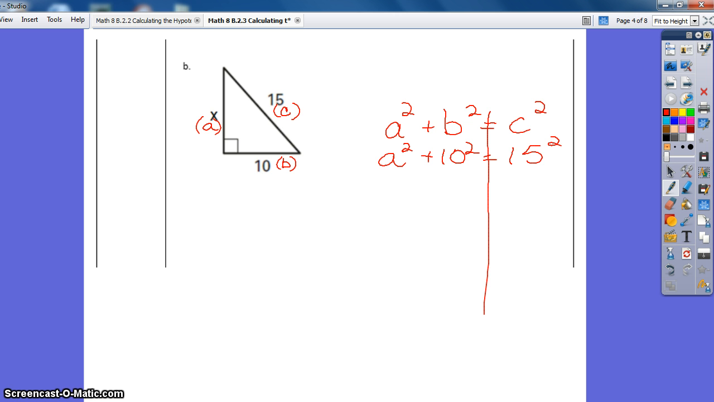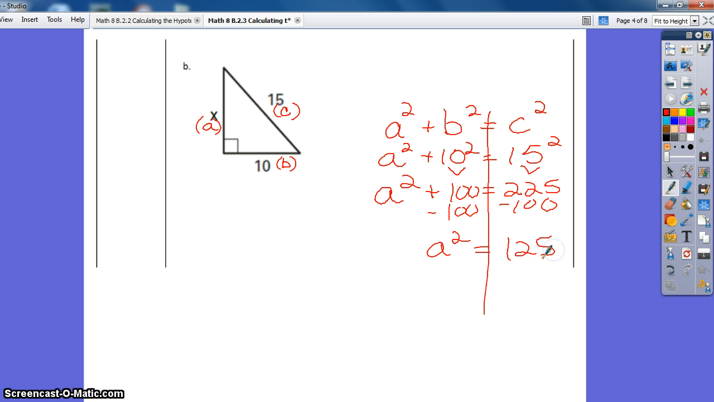All right, so what'd you come up with? 11.2. Well, let's see if you're right. A squared plus 10 squared, which is 100, equals 225. Minus 100, A squared equals 125. The square root of 125, is that a perfect square? No, it is not. So when you hit the square root button, you end up getting 11.18 something something. So that turns to 11.2. Excellent.